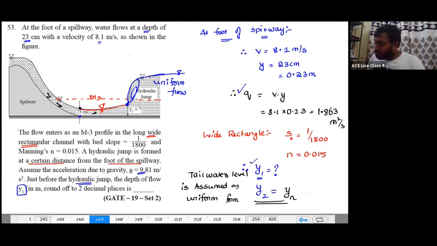So can we find yn by using Q equals A V? Yes. If E1 is equal to E2, then they are alternate depths, right? So the depths need not always be alternate depths. In this case, if I had said this is horizontal and frictionless, then I can say E1 and E2 are the same, but the velocities are different, right? The velocities are going to be quite different, okay?